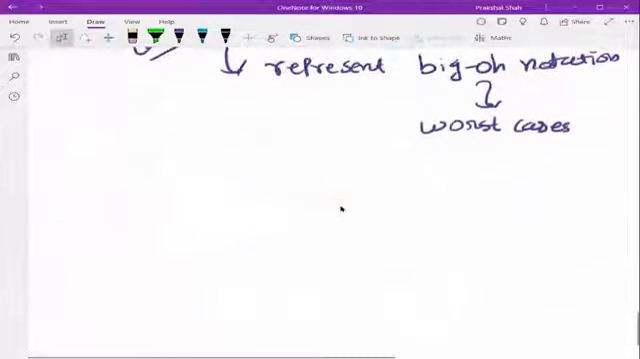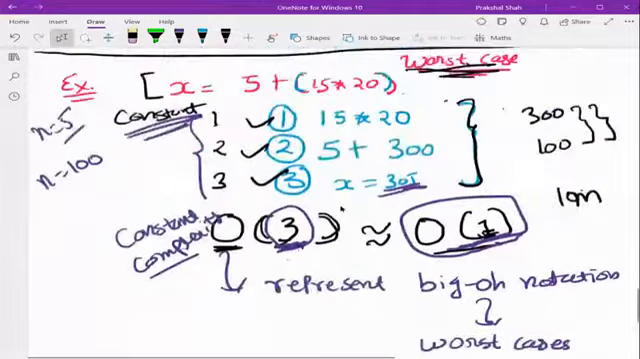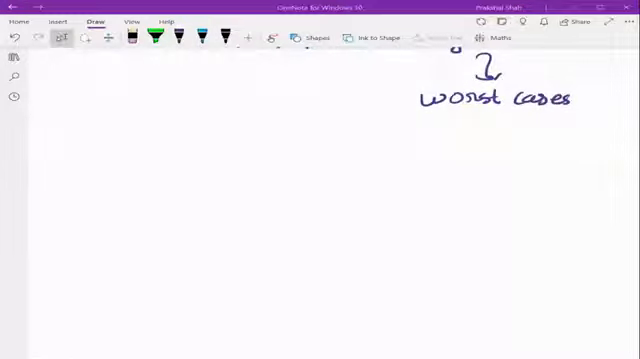Now we will see how this will perform if it depends on n. If this depends on n, then how will it perform? Am I making sense, people?